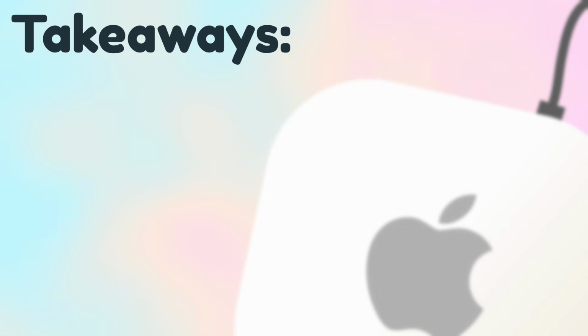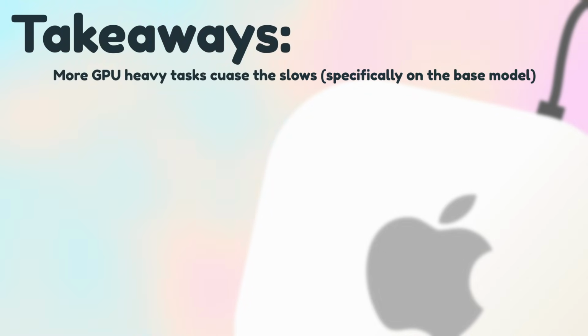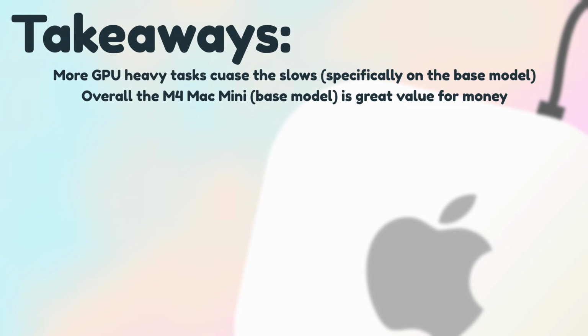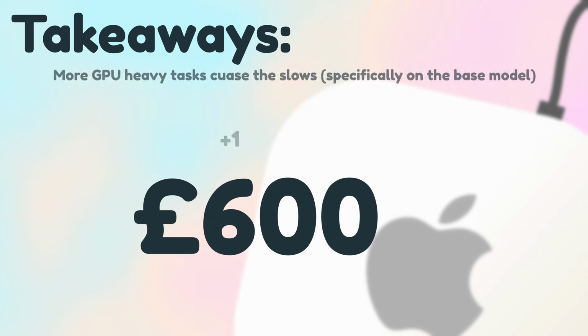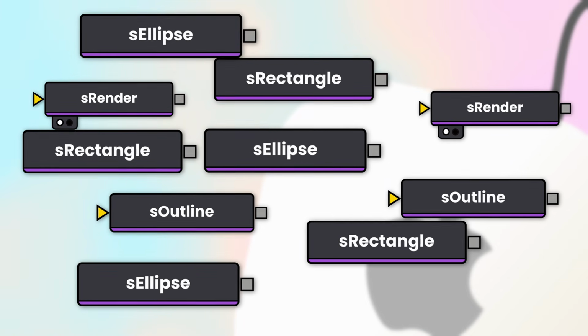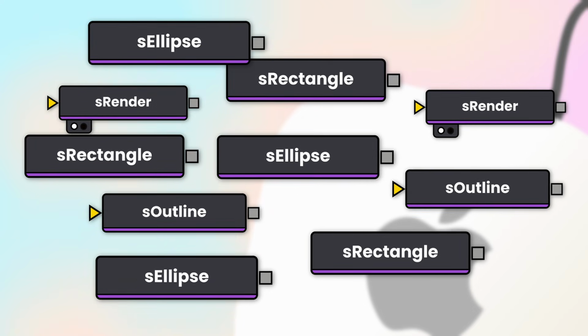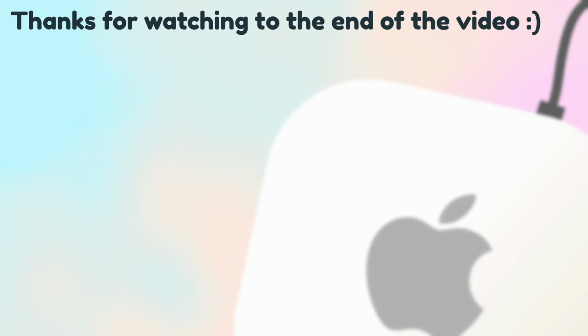So what are the takeaways from this? Motion blur and other more complicated effects, especially the stuff from the studio version, are where the Mac Mini starts to fall to its knees, but overall, this is a surprisingly powerful computer for only £500 if you can get that education pricing, or £600 if not. It's also worth mentioning that if you have lots of shape nodes at once but no 3D, the Mac Mini may still struggle.